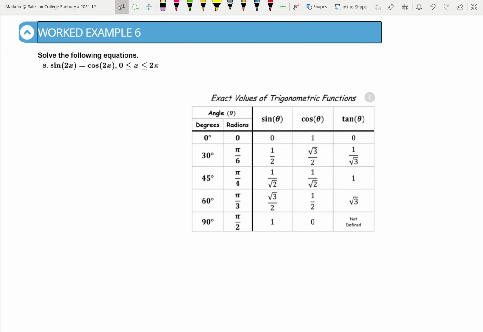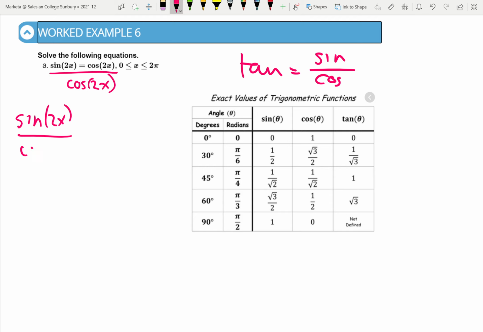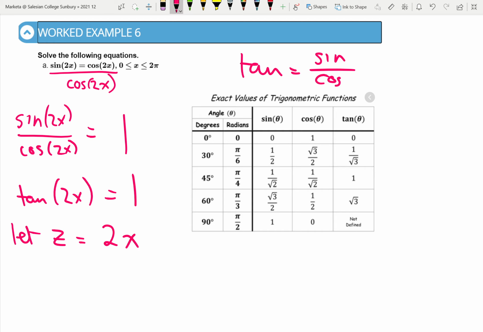So let's see, sin 2x equals cos 2x. I'm going to divide both sides by cos 2x. And that's going to give me, well, sine over cos is tan. So remember, tan equals sine over cos. That's really important. So that gives me sin 2x over cos 2x equals cos 2x over cos 2x, which is 1. And that's tan 2x equals 1. Like we did in the previous video, part 2 from this exercise, I said let z equal 2x, and therefore tan z equals 1.